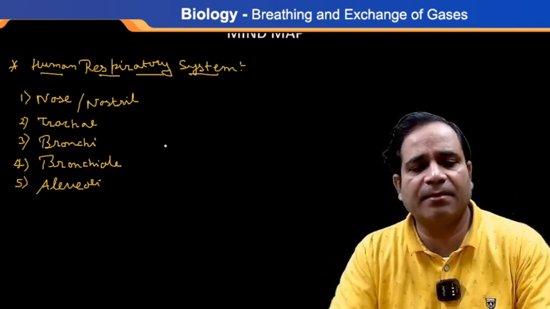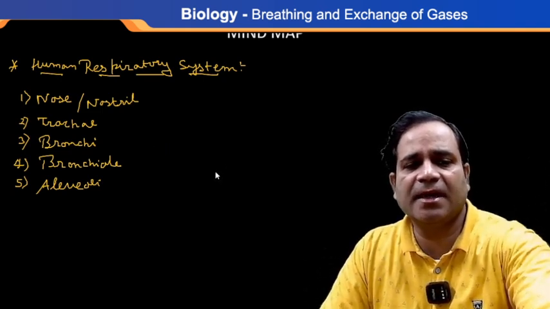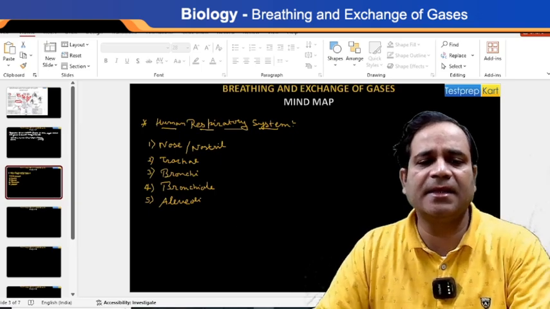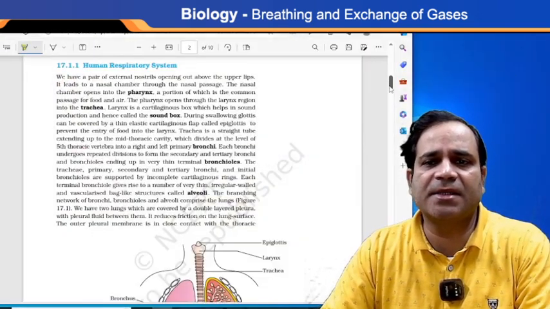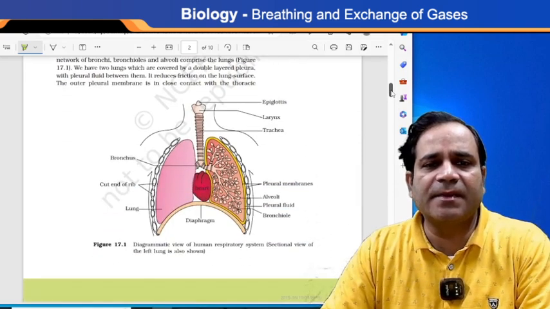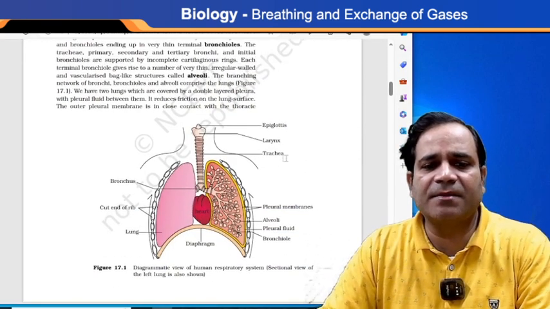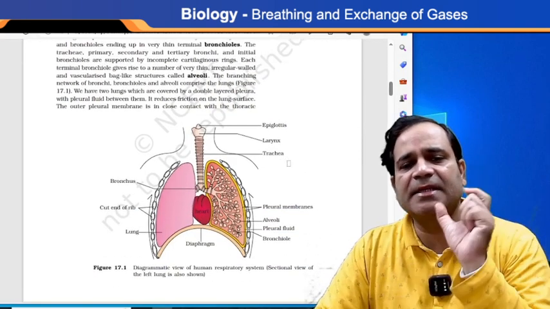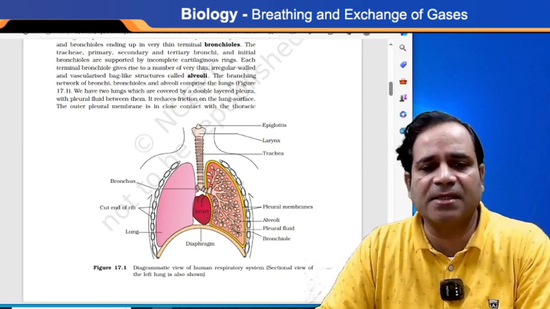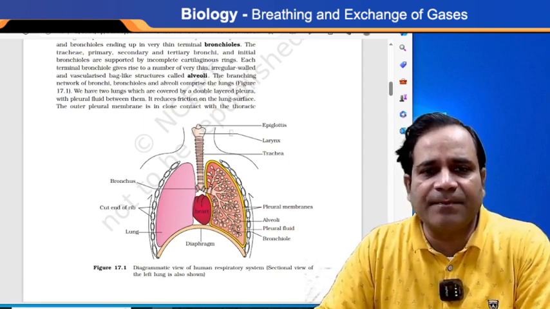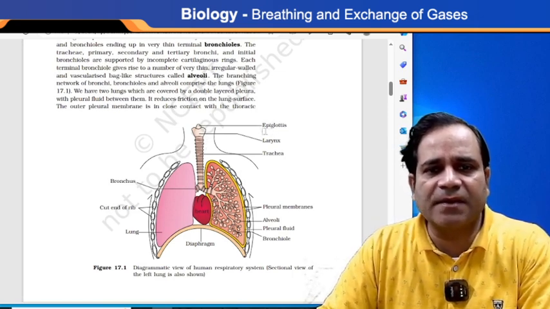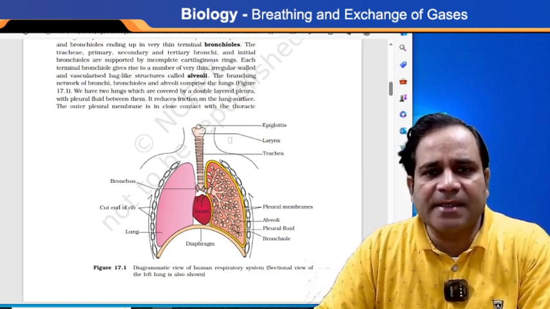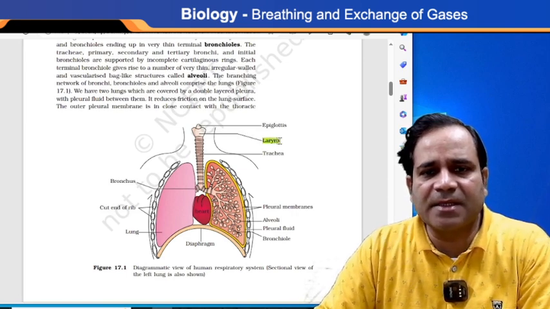Let's see with the help of the diagram given in NCERT. This is the diagrammatic view of the human respiratory system, and a sectional view of the left lung is also shown here. This one is the epiglottis, the opening which covers the larynx. And this one is the larynx.